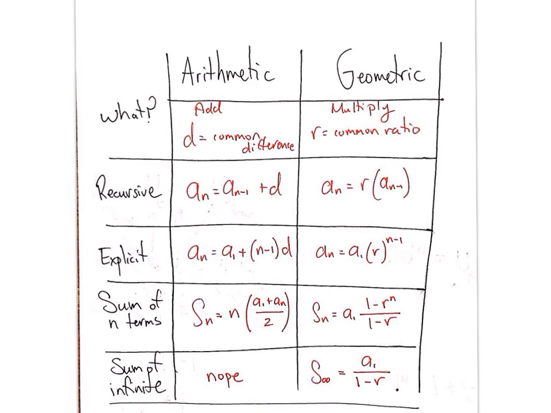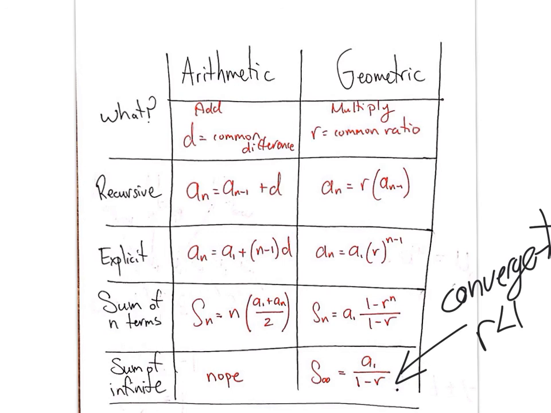Remember, this only works for convergent series. I'm just going to keep it simple here, though we could get technical. The absolute value of r has to be less than 1 in order for the series to converge. And if it's arithmetic, it's never going to converge to some value and get closer and closer to a number.